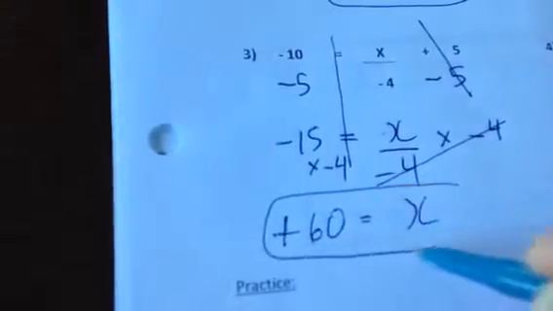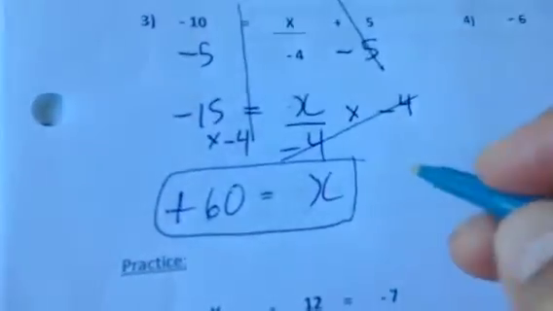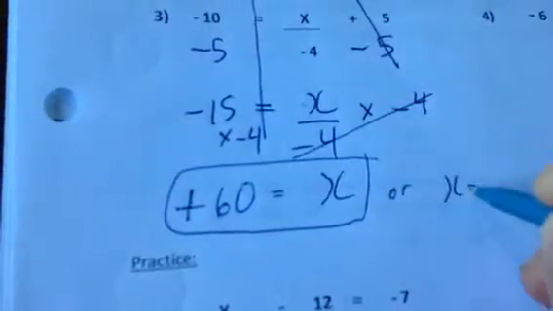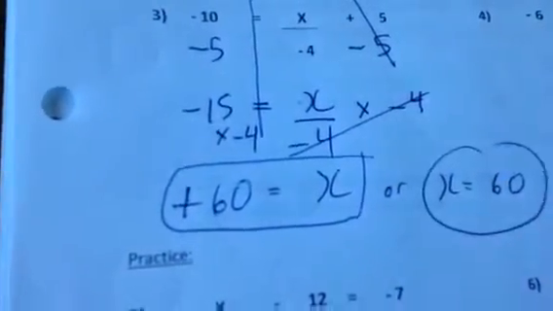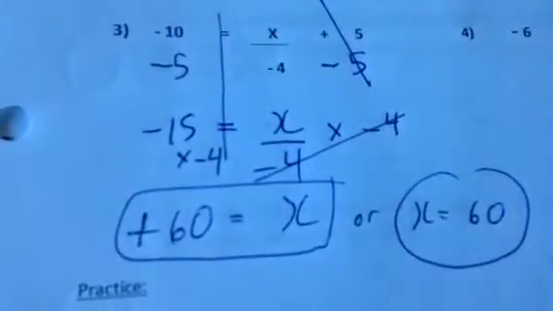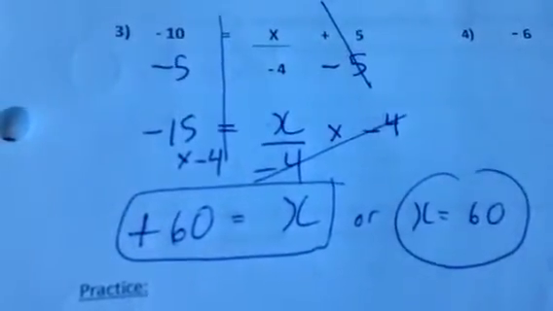And that's exactly what we want. 60 is equal to x. Or if you prefer to say x equals 60, that's also good as well. And I don't have to put the positive because we know it's positive.